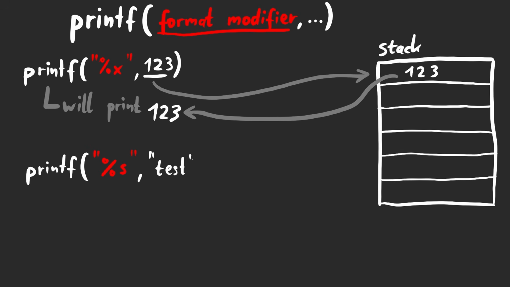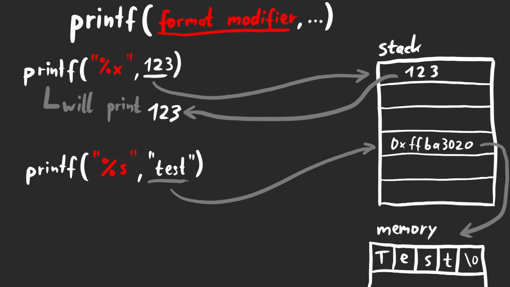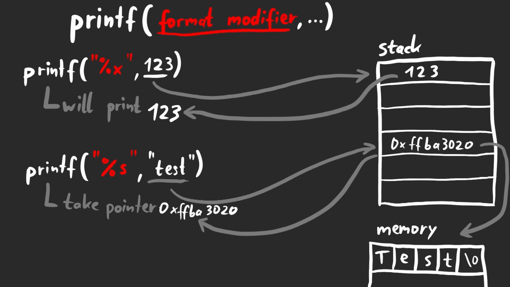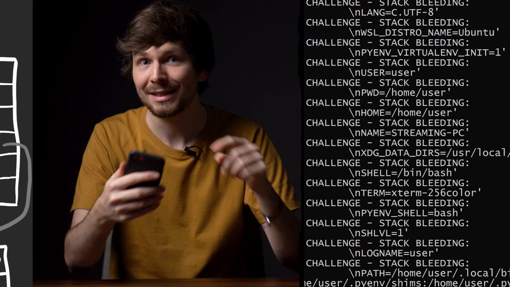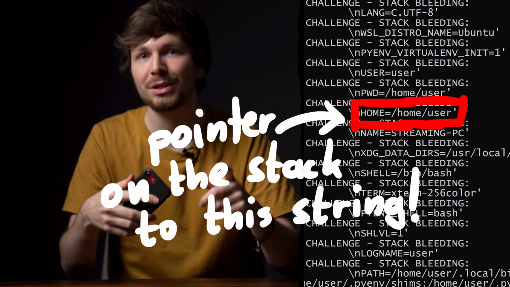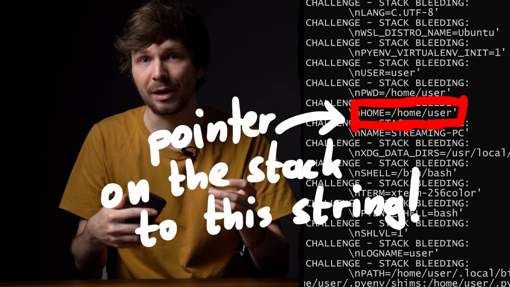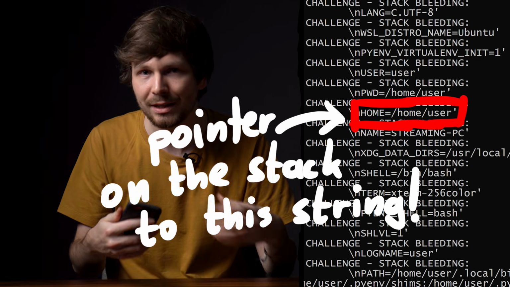But %s is different. Printing a %s string expects a pointer to an array of characters. And so printf takes the value on the stack as an address, goes to that address, and prints the characters there. Which totally makes sense seeing this screenshot, because there are pointers to those environment variables on the stack. The reason why is not surprising.